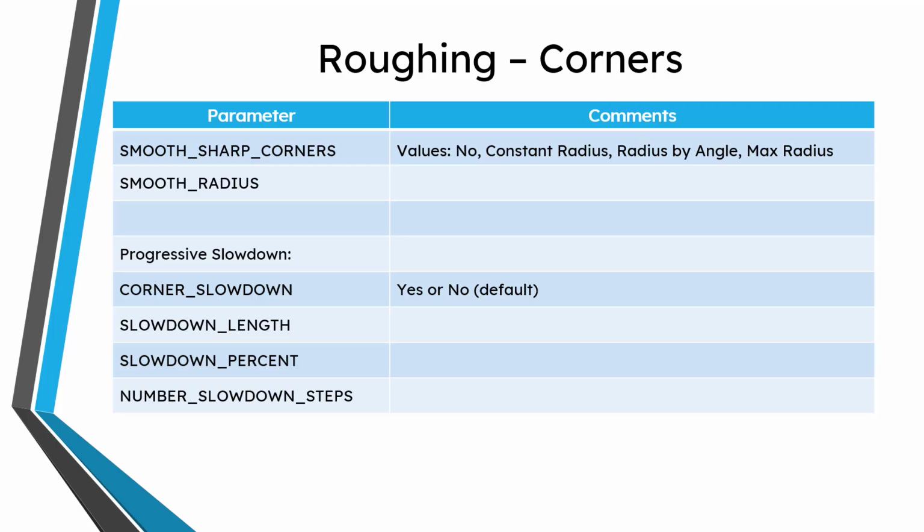And lastly, you have a bunch of different options for handling your corners. You can choose if you want to smooth the sharp corners, and the default value is no, but you can also choose constant radius, radius by angle or max radius. And if you are using one of the options to smooth the sharp corners, you can specify the smooth radius. You can also turn on progressive slowdown for your corners. By default, corner slowdown is set to no, but if you change it to yes, you could specify slowdown length, slowdown percent, and the number of slowdown steps. All right, let's jump back over to Creo Parametric.